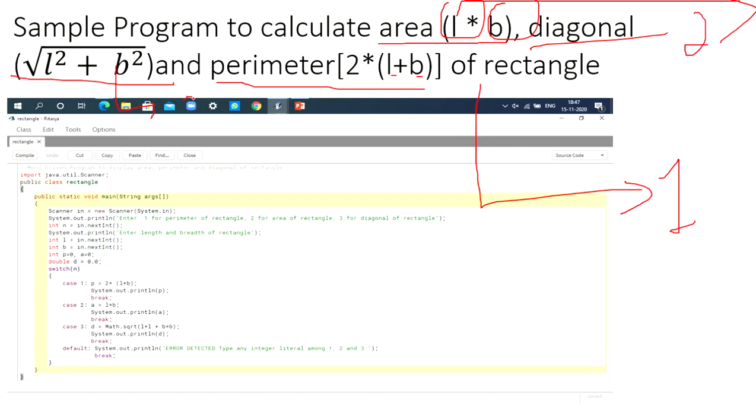So what happens? Suppose you type 1 on the keyboard, Java will take perimeter. If you enter 2 on your keyboard, Java will take area. If you enter 3 on your keyboard, Java will take the diagonal of the rectangle. If you enter 4, it is the default case. Okay, so I displayed the message.